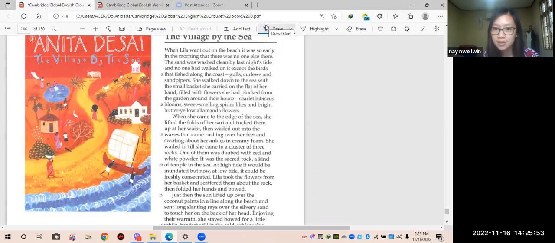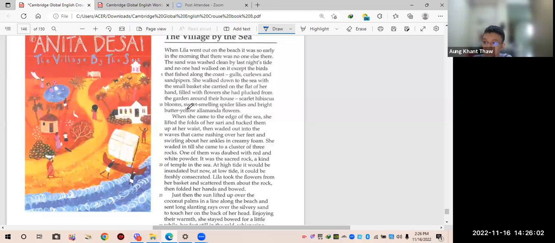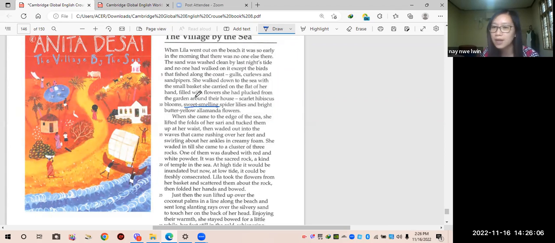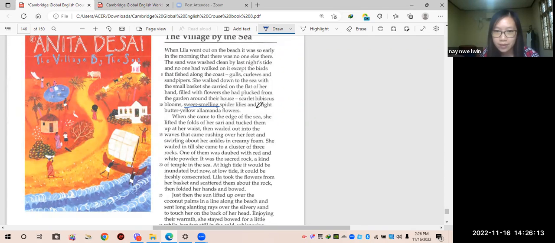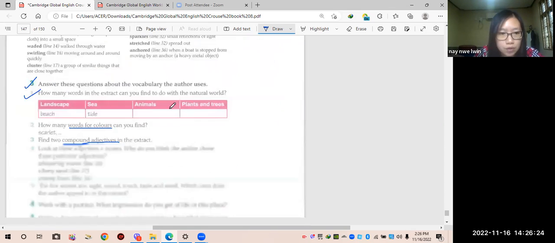So did you find the words? I think it's in the first paragraph, right? So tell me what the words are. Sweet smelling, yes. Sweet smelling is a common adjective, sweet smelling spider lily. And what about the other words then? Bright better yellow, yes, correct. So that is also a compound adjective. So that will be the answer for number 3, right?